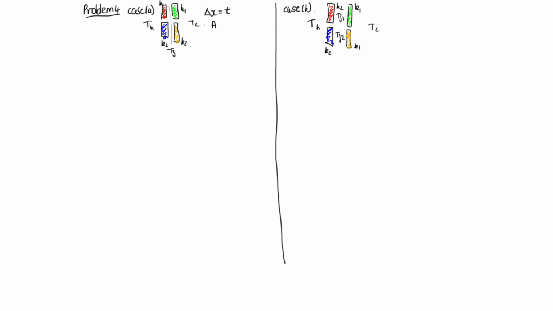Okay, so for case A, let's come up with an expression for how much heat flows through it. So hopefully you can see that some of the heat will flow through the top, some of the heat will flow through the bottom, and so the total amount of heat flow is going to be equal to the top plus the bottom. So let's start by working out the heat flow through the top.